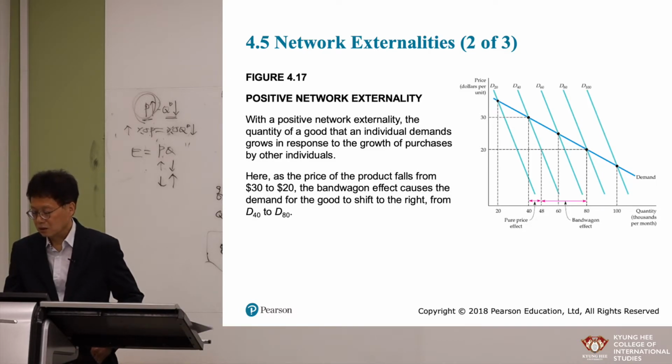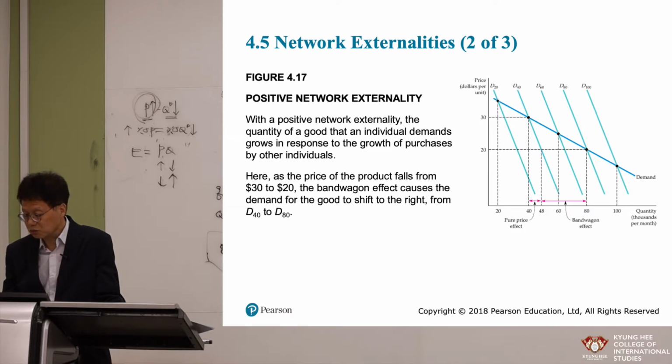But what happened? With a positive network externality, the quantity of goods that an individual demands grows in response to the growth in purchases of other individuals. Here, as the price of the product falls from $30 to $20, the bandwagon effect causes the demand for the good to shift to the right. So the pure effect is this one, right? But others' demand increases from 40 to 48, then each individual's demand also increases.